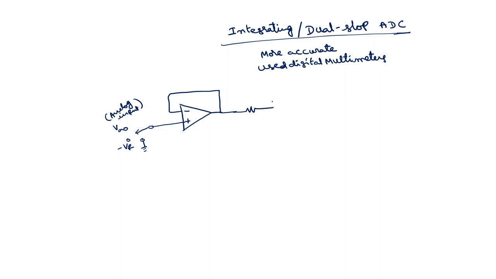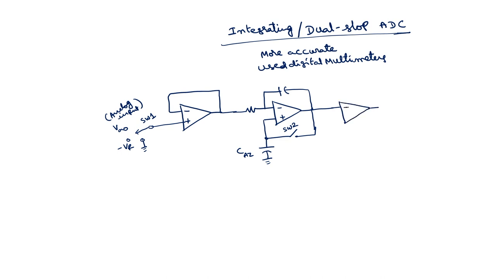Then followed by integrator. This is switch 1, this is switch 2. And apply to the comparator. Comparator output will be applied to the control logic. This control logic is connected to the counter.